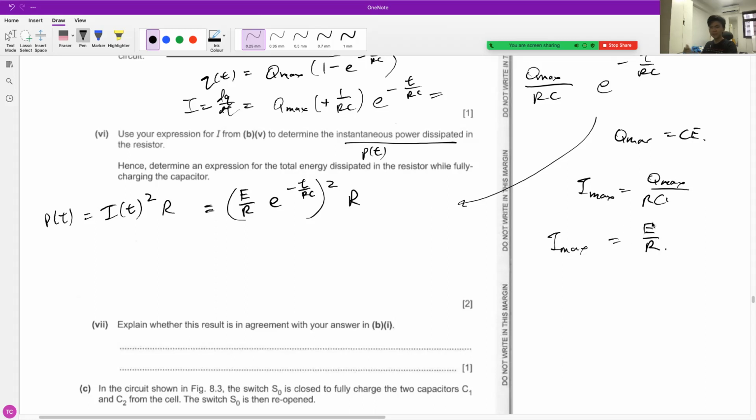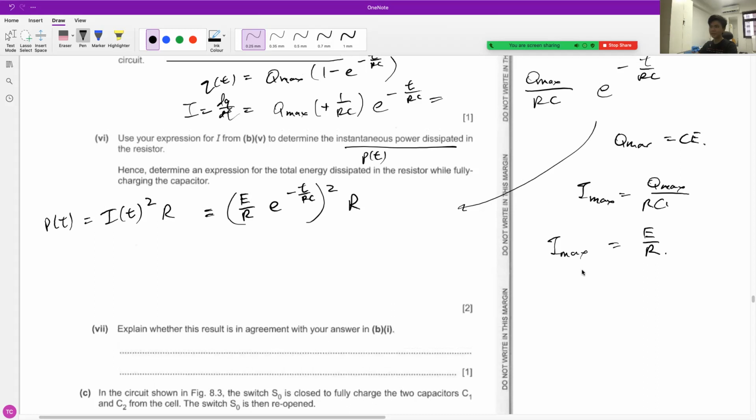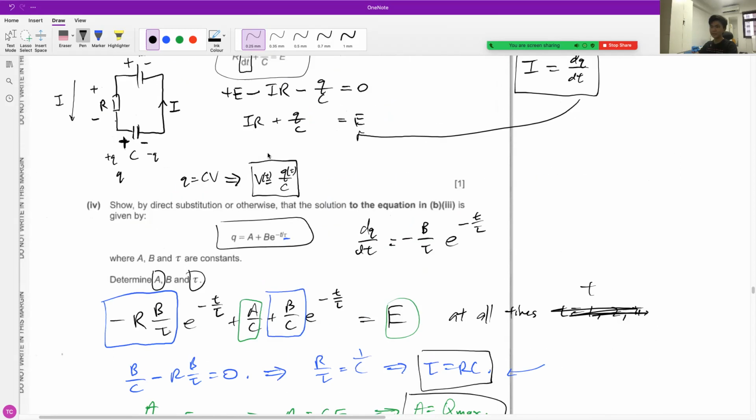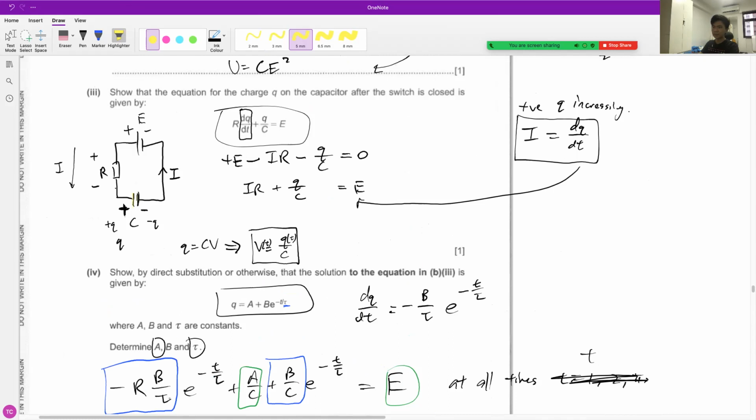So at time t equals 0, this matches our intuition very nicely. Because at time t equals 0, when your capacitor has 0 charge, it essentially looks like a short circuit. And what's the current flowing through such a circuit when your capacitor is just a short circuit, when it's not there?